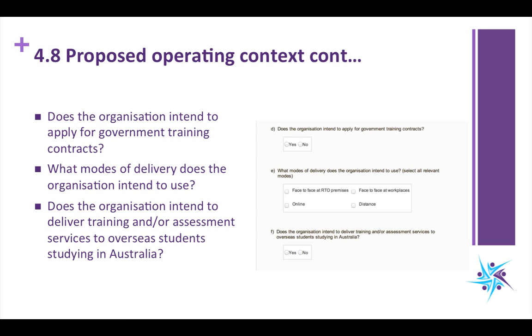Okay, continuing on. Does the organisation intend to apply for government training contracts? This is if you would like to apply for Smart and Skilled funding in future. It might be the approved providers list. It might be Cert 3 Guarantee. It might be state government funding that you'd wish to apply for, or it might be traineeships that you'd like to put in place. If you're going to do any of those, you should say yes. We have policies and procedures in place for all of these already, so you're not going to miss out on any of your policies and procedures.